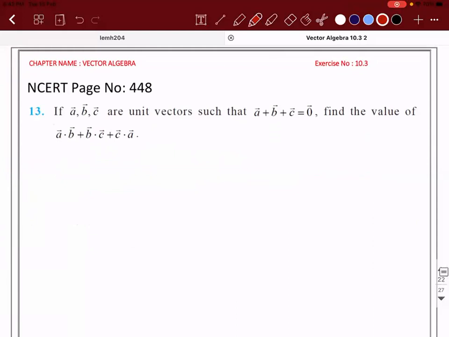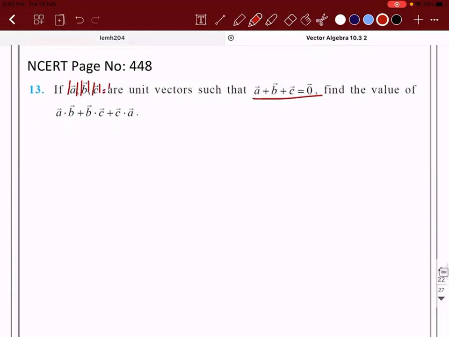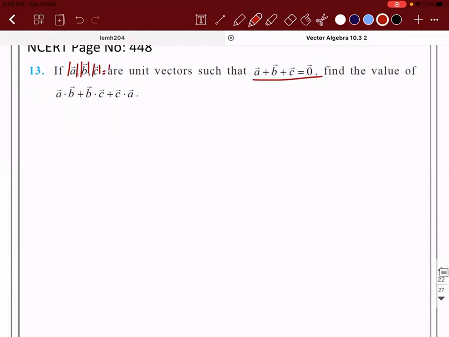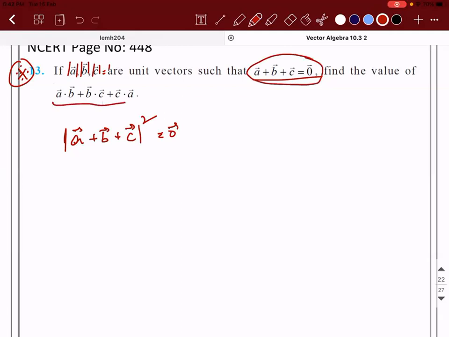So a vector, b vector, c vector are unit vectors. So the magnitude of all is equal to 1, such that a plus b plus c is equal to 0. Then find the value of a dot b plus b dot c plus c dot a. Whenever you have this kind of a thing, mark it as important. This is zero vector. So take the magnitude on both the sides and square it. Because when vectors are added and they're asking you about the dot product between those vectors, the only way is by squaring them and doing the dot product of the vector with itself.